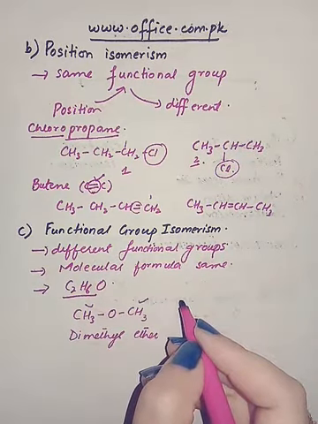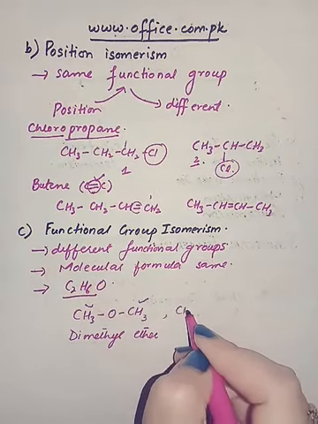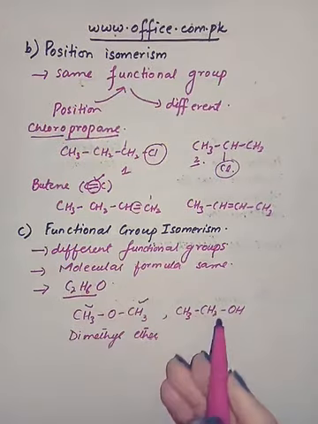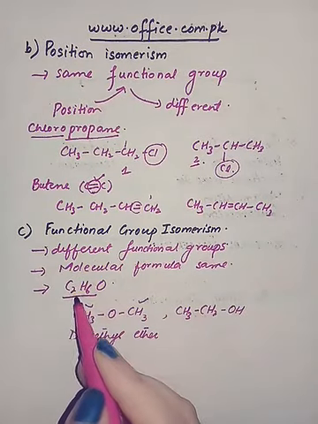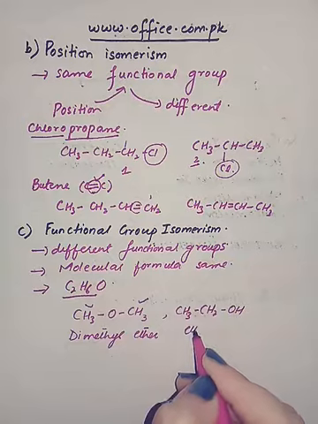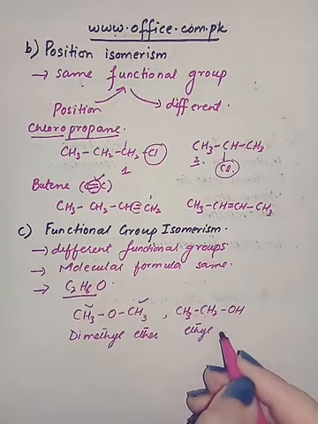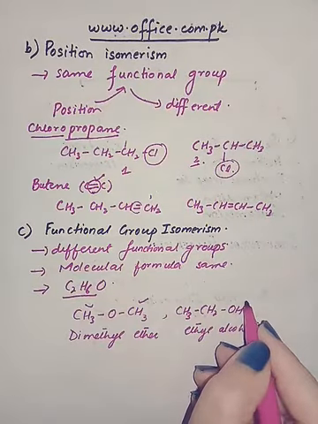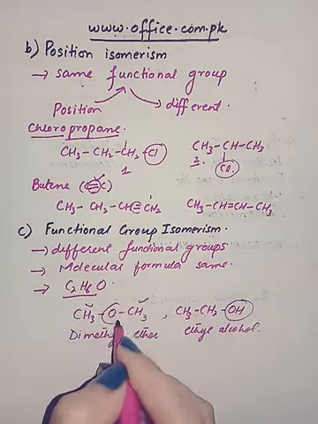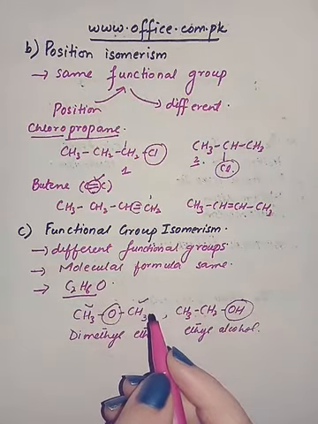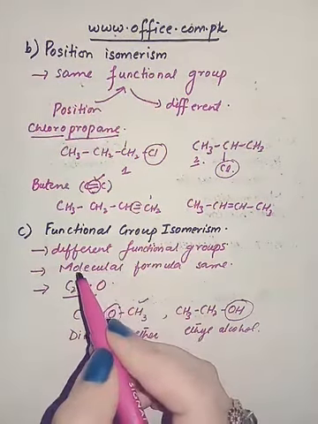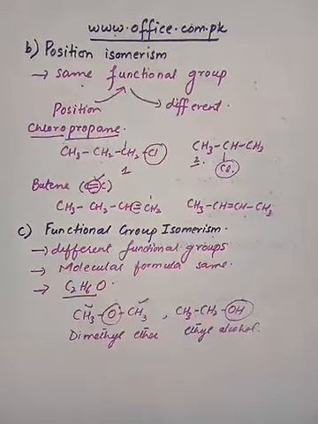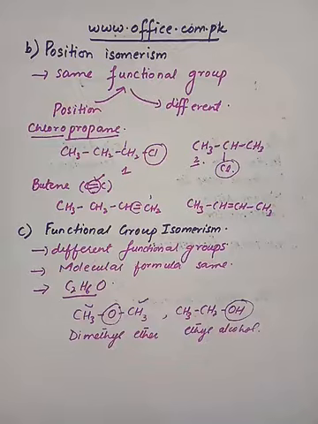Now we have ethyl alcohol. You can count the number of carbon atoms, hydrogen atoms and oxygen atoms. This is the same in both of the compounds, but here the alcohol group is attached and here we have the ether group. The functional groups are different, but despite the difference in the functional groups, the molecular formula will remain the same. It will not change.